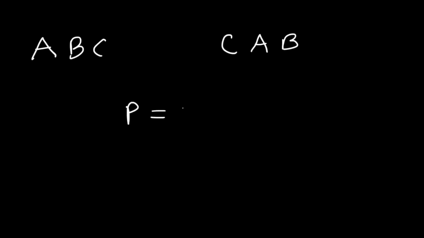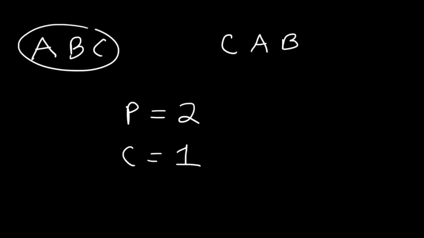I guess the best way to explain this is with an example. Let's say we have three letters, A, B, C. We could arrange them in this order, A, B, C, or we could say C, A, B. Now, even though we have the same three letters, the order is different. So these are two different permutations. The number of permutations is 2. However, the number of combinations is 1. These two are considered to be the same in terms of a combination, but in terms of a permutation, they're considered to be two separate things.